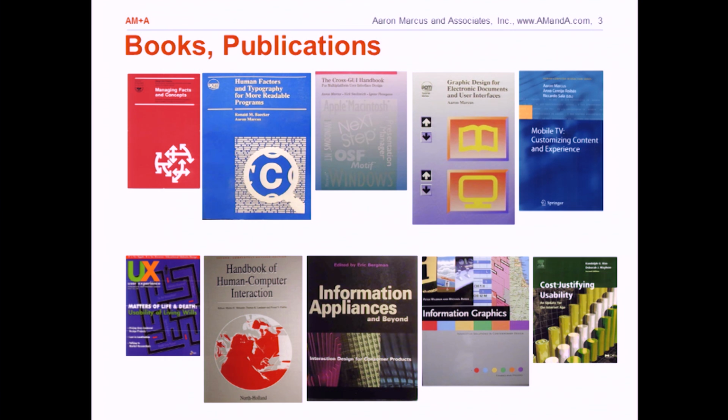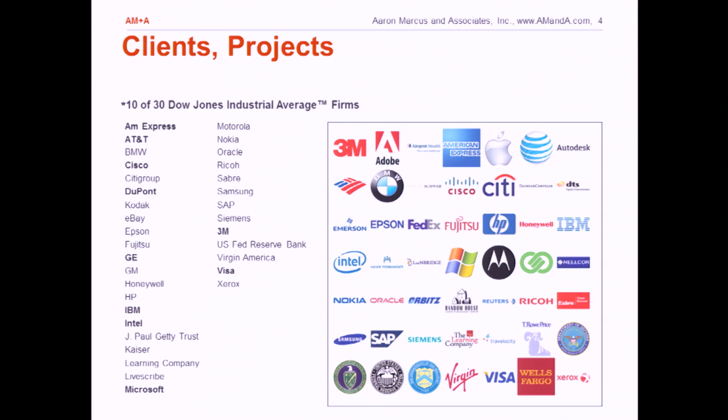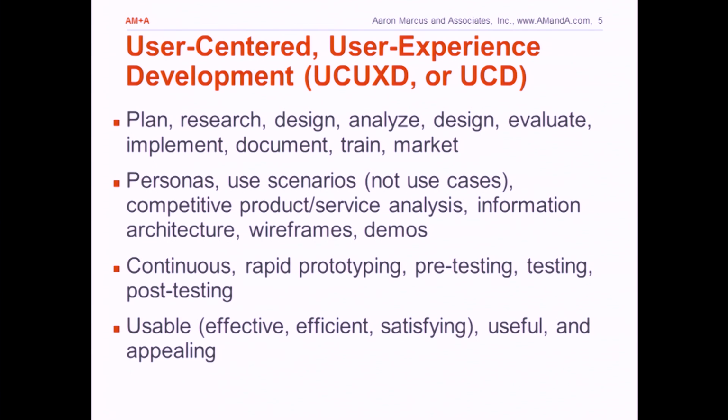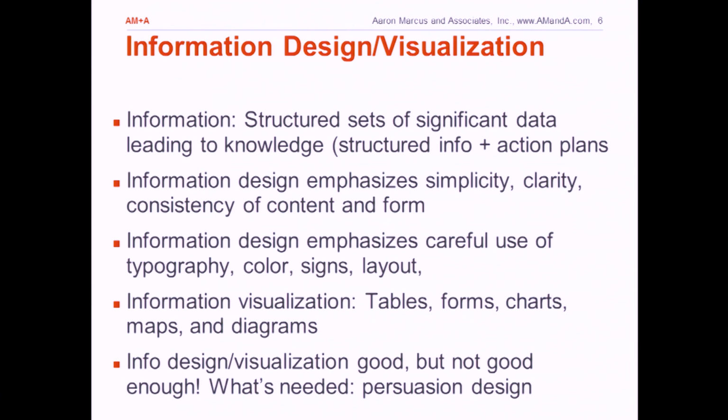Along the way, I've tried to be a researcher, a teacher, academic person, and a designer. I've published a number of books and articles. We've worked for maybe 300 or 500 clients in 30 years. This is our basic philosophy of planning, research, and design. All those steps, creating personas and use scenarios, prototyping things, trying to help our clients make products and services that are usable, useful, and appealing. I hope these words will be somewhat familiar to you.